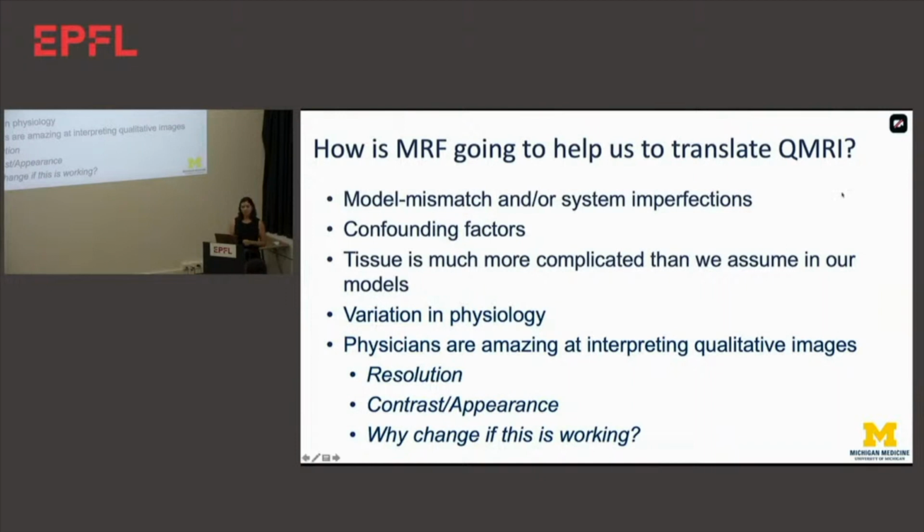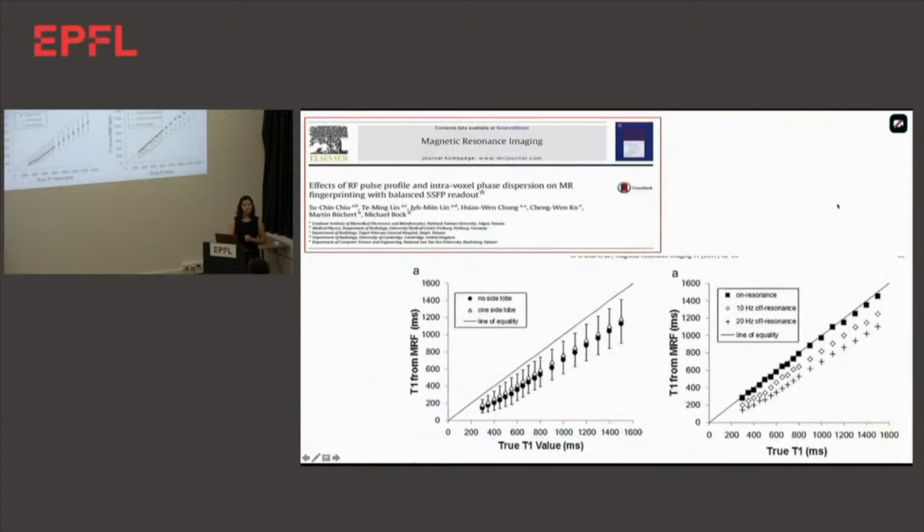Okay, so the first thing we want to look at is this model mismatch, or system imperfections, right? And this happened in our conventional techniques because we tried to build a really simple model. We wanted to fit our data to a model to help us figure out the relaxation measurement or whatever. But again, when our signal was off because of system imperfections, this led to problems. And fingerprinting is no different, right? Fingerprinting is susceptible to all of these same imperfections.